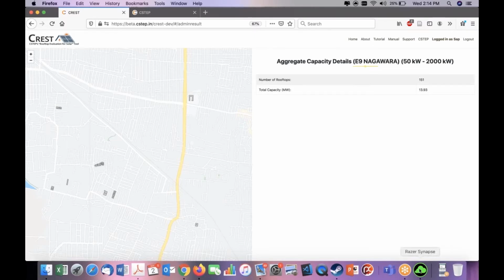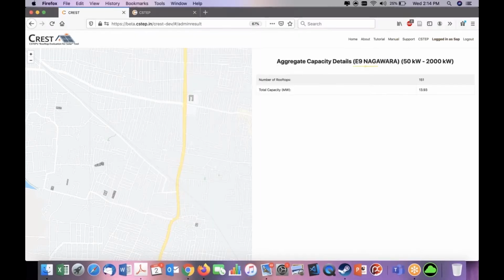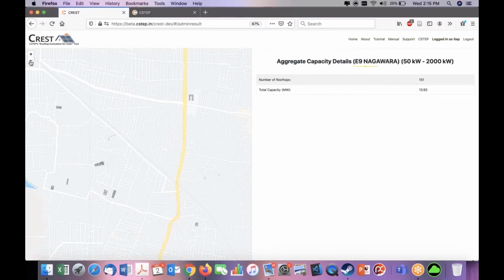How many rooftops are there in this? In total, there are, as I said in the previous screen, 151. There were a lot of rooftops, so all of them will load. Yeah, just zoom out.